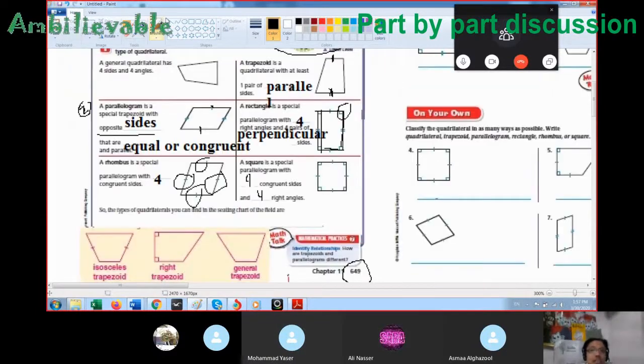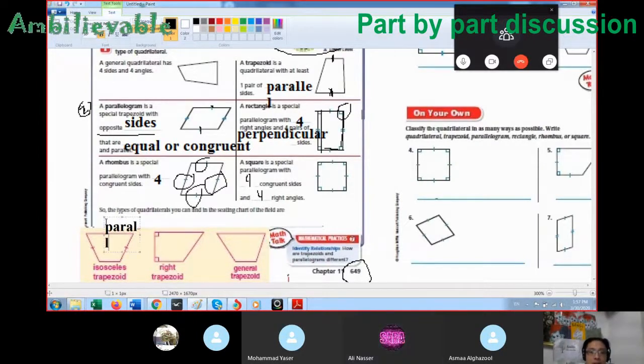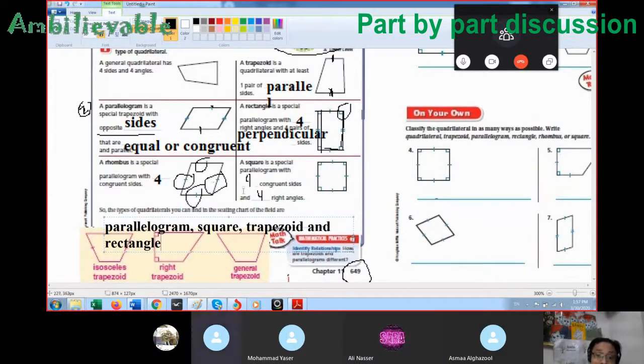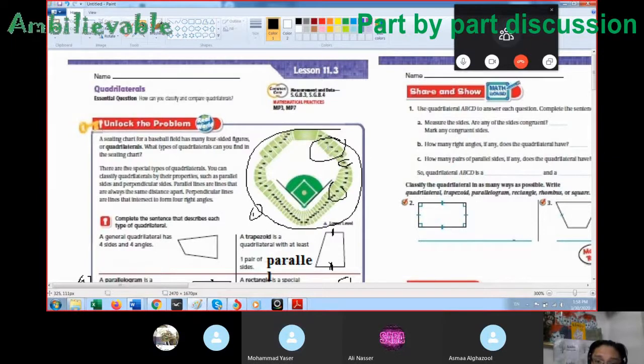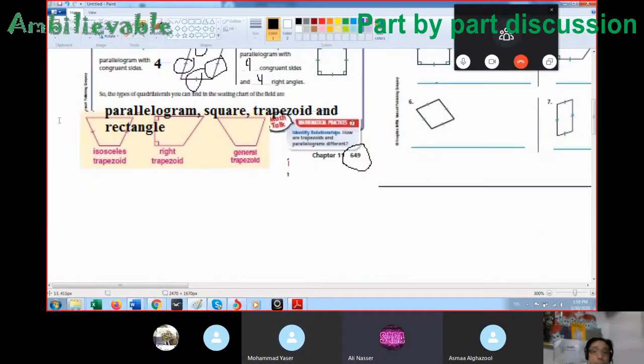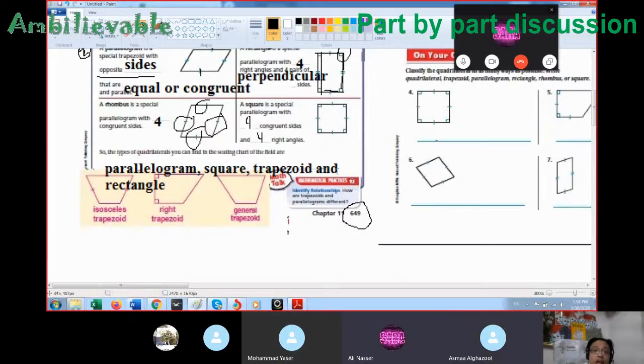So basically, your answer here. Wait, I'm going to make it bigger. They are parallelogram. They have square. There is trapezoid. And rectangle. That's it. Those are the answers. The question is all about the seating chart in the field, right? Look, we do have trapezoid. We have rectangle, square. Those are your answers. What is the last one? Parallelogram, square, trapezoid, and rectangle.